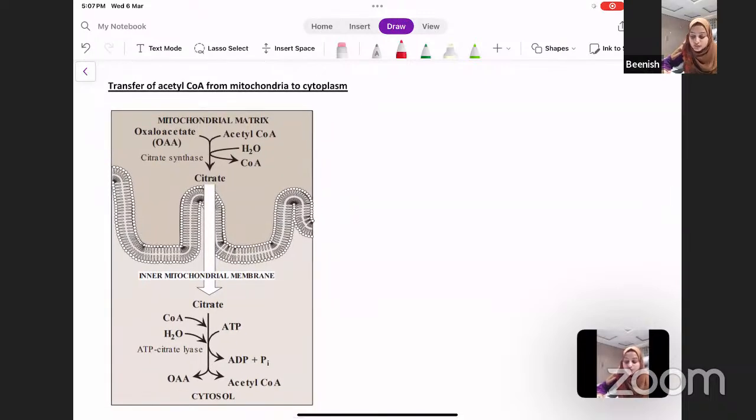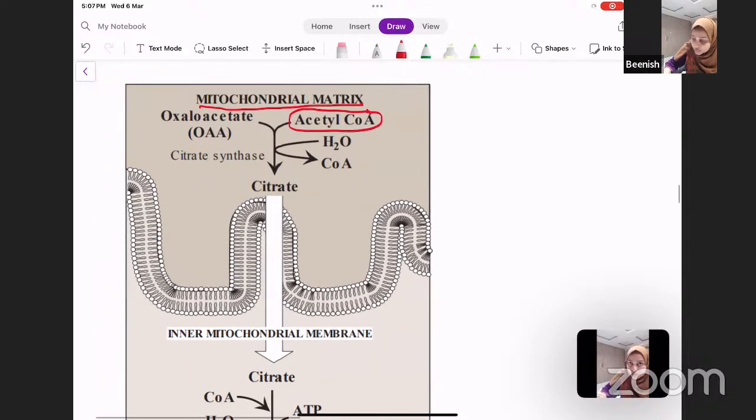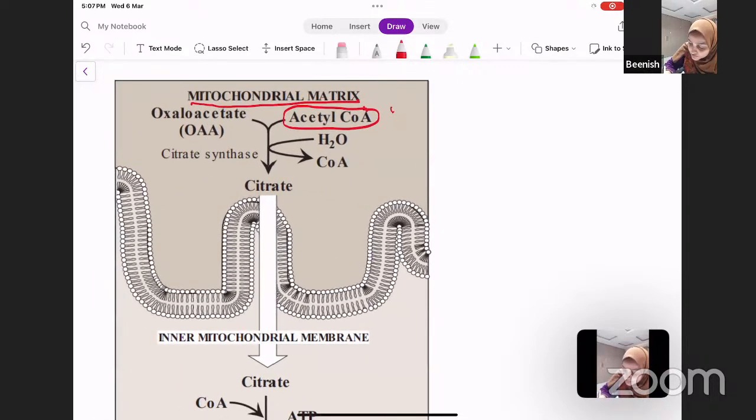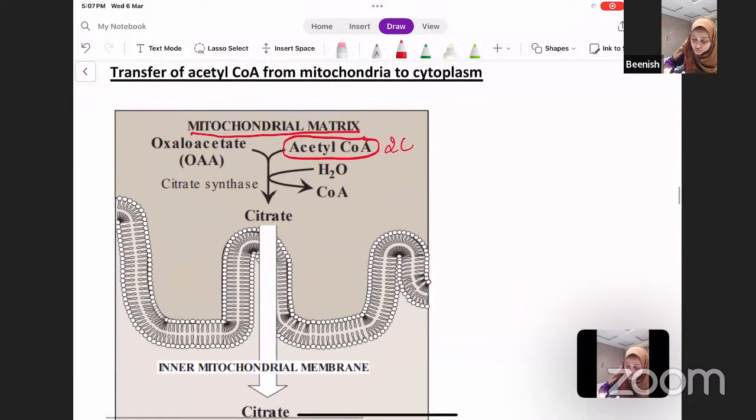So, the transfer of acetyl-CoA from mitochondria to the cytoplasm. This is your mitochondrial matrix, and here is your acetyl-CoA. I'll zoom in, I hope it's visible now. This acetyl-CoA, which is 2 carbon, has to be transported into your cytosol here. Okay, now let's see how this is happening.